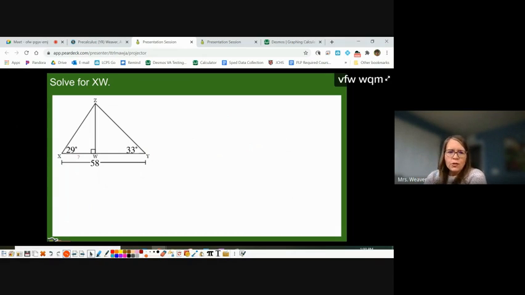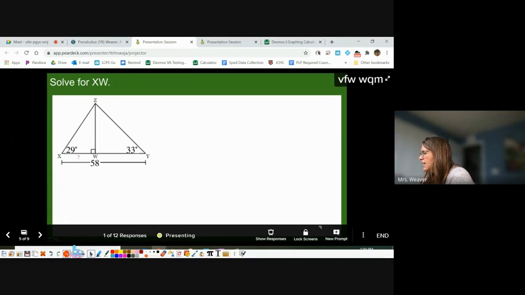And how can you use it to find what they're asking for? Notice that what they're asking for here, they told us the entire side, XY, is 58. And they just want to know that little side, XW. It says solve for XW, just this little distance here. So how are we going to solve for that little side in this smaller right triangle if we only know two angles in the big triangle and one side?